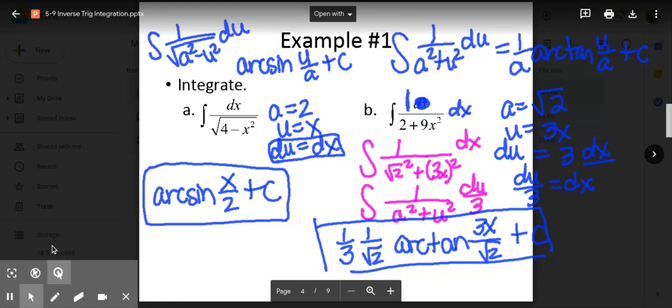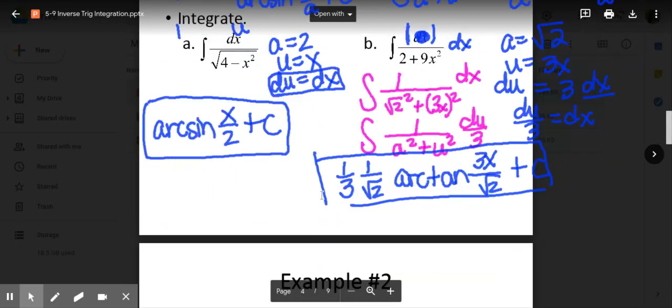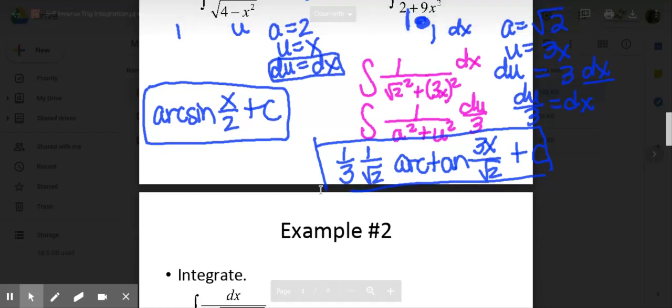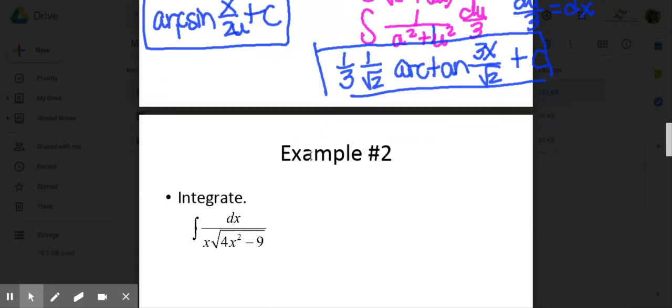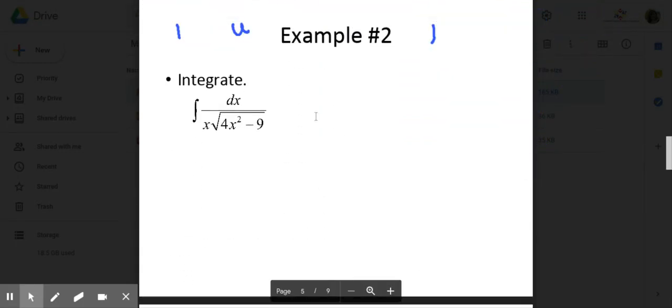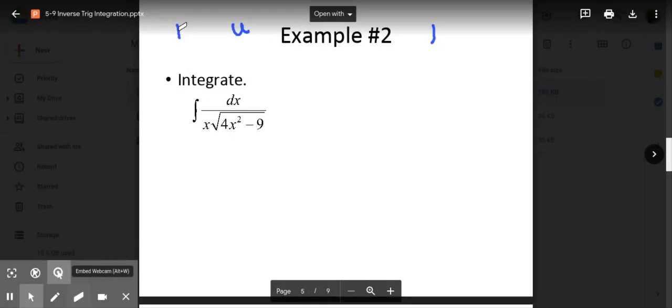So now let's look at number 2. All right, so if I'm looking at number 2, for number 2, I notice I have an x on the outside, and then the x's start in the front in the radical. Well, to me, that looks like arc secant.